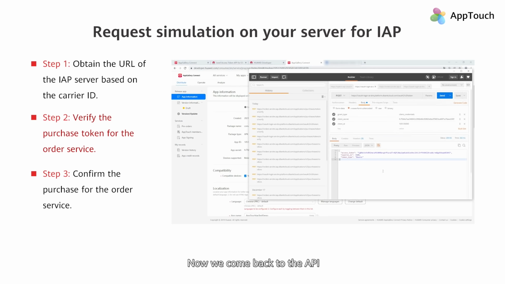Now we come back to the API for verifying the purchase token. The request body of this API contains the purchase token and product ID parameters. We need to obtain them in advance.